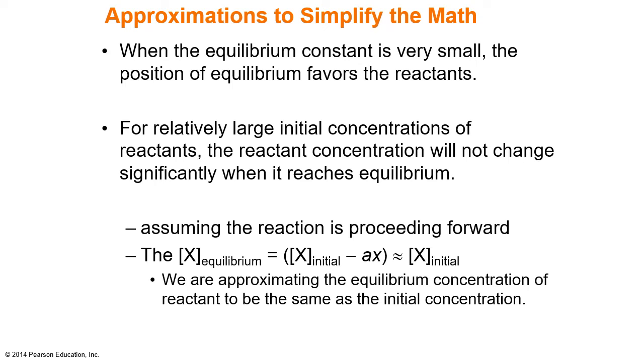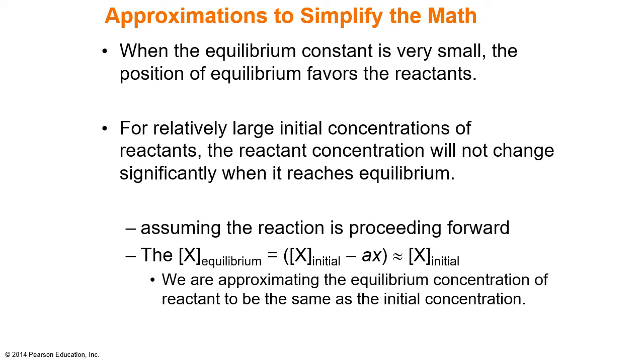As much fun as the quadratic equation can be, it might be helpful to simplify some of the math. We can do this under certain conditions. So when our equilibrium constant is very small, the position of the equilibrium favors the reactants. We're not going to form much of the products. So if we have a very large initial concentration of the reactants, the reactant concentration will not change much. So with a small equilibrium constant and large initial concentrations, that reactant concentration stays fairly constant when it reaches equilibrium.